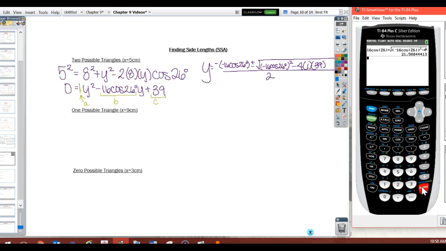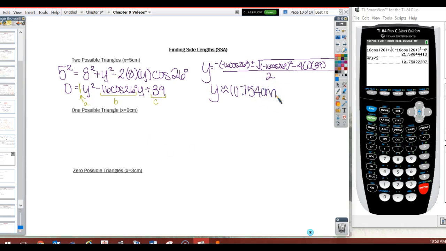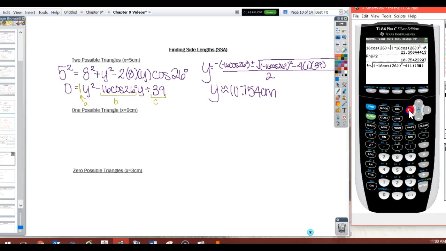I'm going to go ahead and hit enter. Then I'm going to go ahead and divide that answer by 2. So one possible answer for y is 10.754 centimeters. My other answer would come from subtracting these. So I'm going to go ahead and go back, and I'm just going to grab that entire answer. So now that I have that entire answer, I'm just going to change this to subtraction to find the other possible solution.